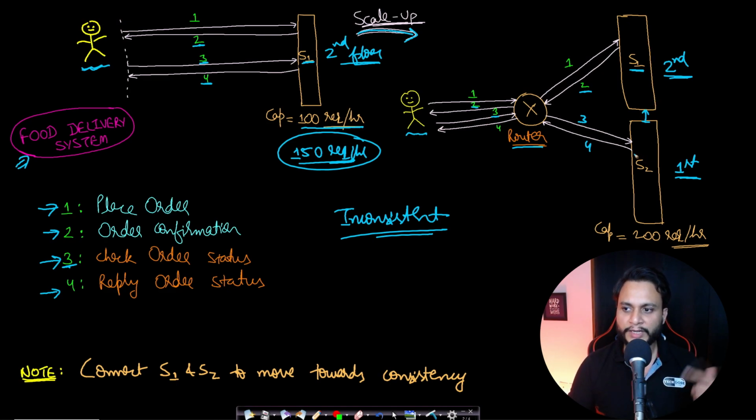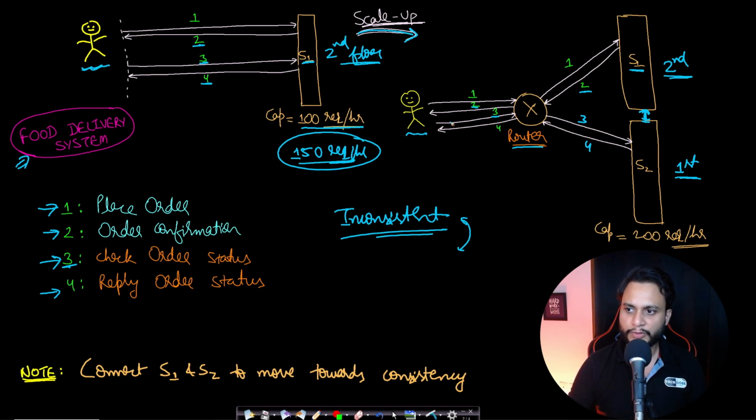So in order to get over this, in order to make everything consistent, so that you don't care about where you place the order, but whenever you ask for the status after placing the order, you should always get the correct result, in that scenario, what we will do is we will link S1 and S2 for data sharing.